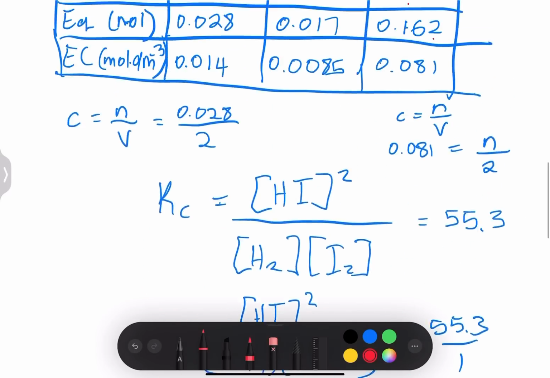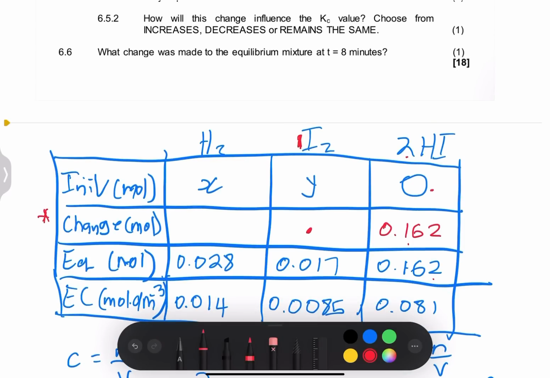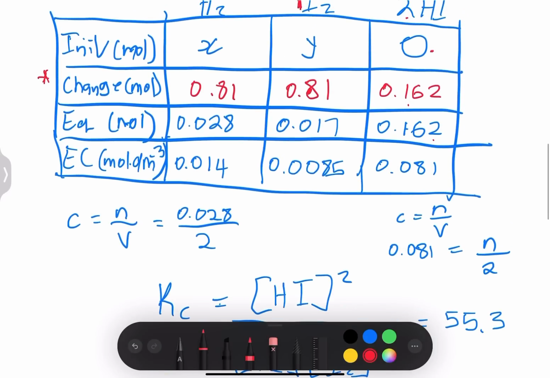So I will simply say that this is the amount of hydrogen as well as iodine, 0.081, and it would be the same 0.081 for hydrogen. Now, I want you to note, we can get the amount in this case exactly as it is, because remember, you started with Y amount, you used 0.081.